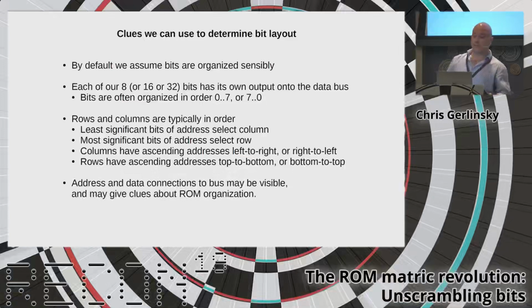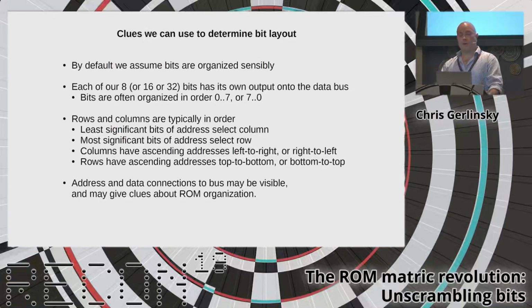Inside of the ROM, each of the 8 or 16 or 32 bits is going to have its own output onto the data bus. So all of your bit 0 for each byte will be bunched together, and in another column you'll have your bit 1, and in another column your bit 2, and so on. The rows and columns that the bits are arranged in are typically in order. That is, with the least significant bits addressing the column within your image, and the most significant bits addressing the row. There'll be another image where you can see a bit closer coming up.